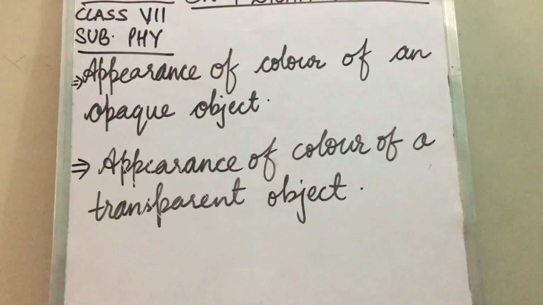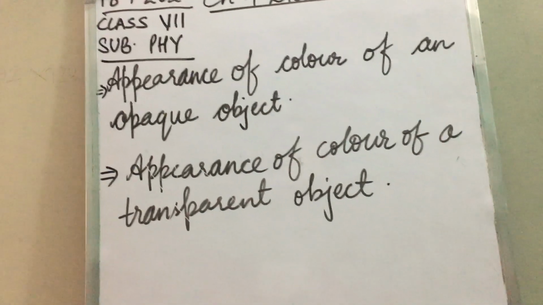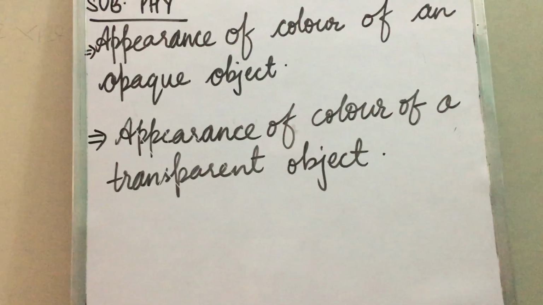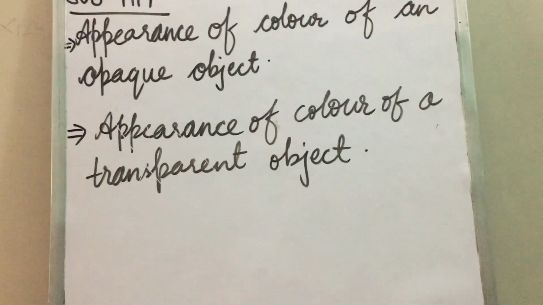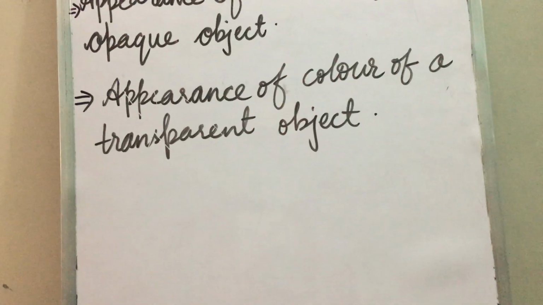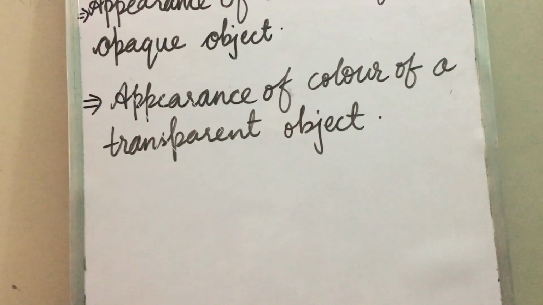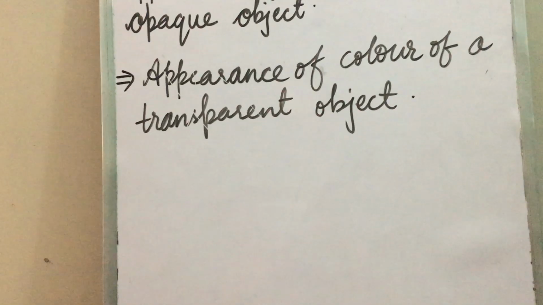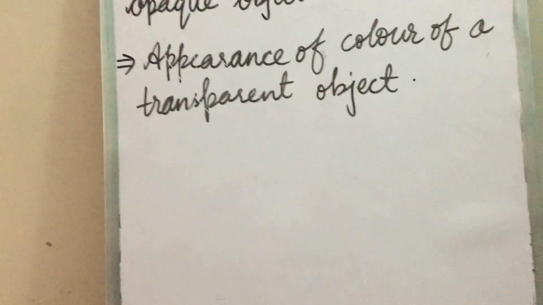Now if a colored object, say a red rose, why is that rose appearing red to us? Because out of the 7 colors, that rose has reflected only red color and it has absorbed the rest of the colors. That's why this rose is seen as red.